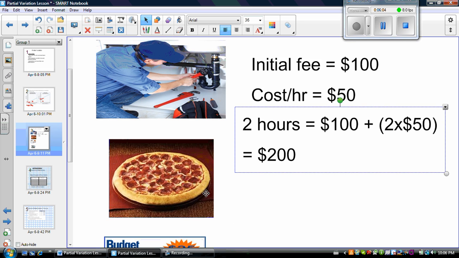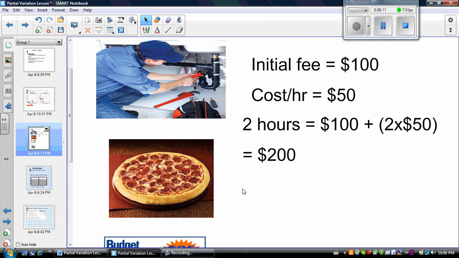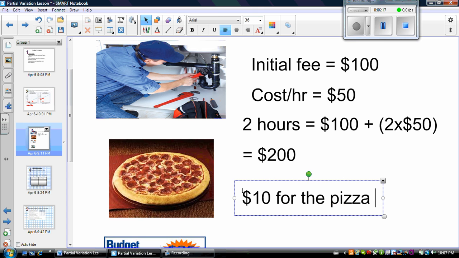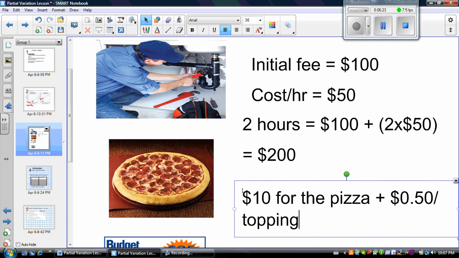You can see the same example with a pizza. When you order a pizza, usually you pay $10 for the pizza plus 50 cents per topping. Okay?